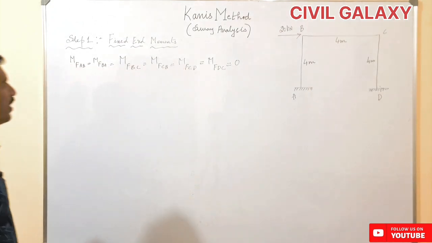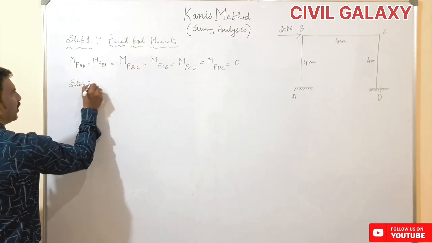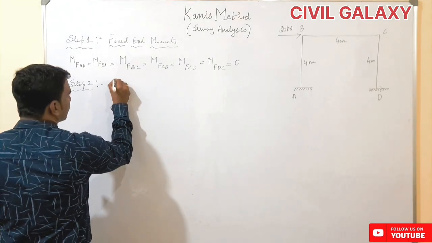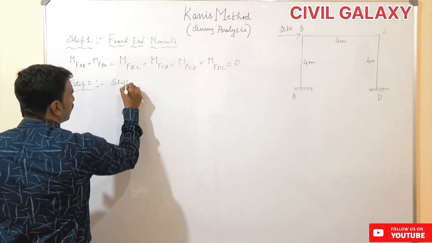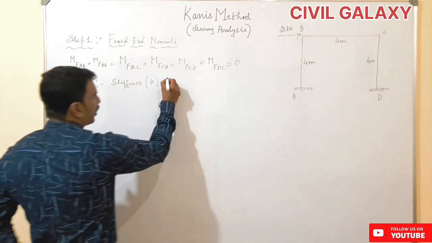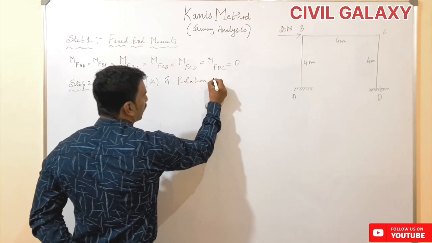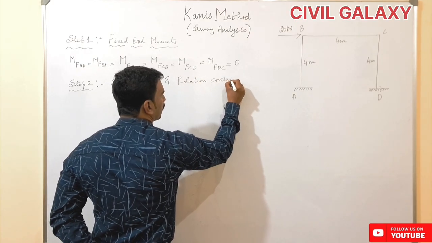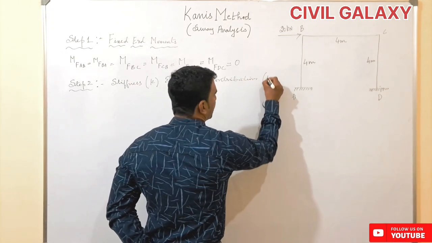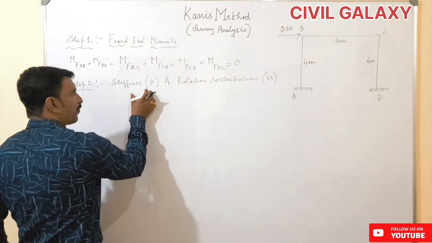So after finding out the fixed end moment, the second step in the Kani's method will be to find out the relative stiffness, which is represented by K, and to find out the rotation contributions, represented by U.